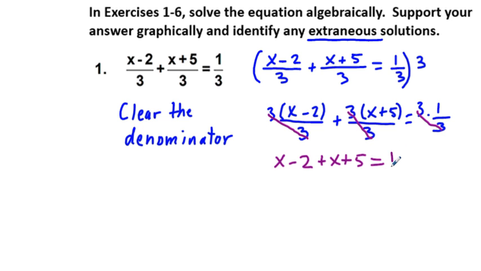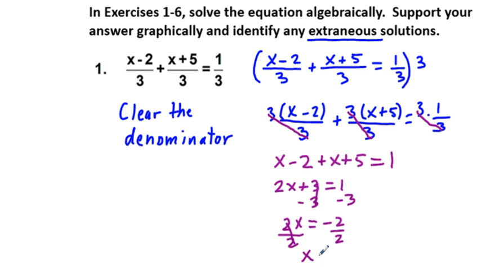is equal to 1. Combining like terms, we have x and x, so we have 2x, and negative 2 plus 5 is plus 3, and that equals 1. We subtract 3 from both sides of this equation, and we get 2x equals 1 minus 3, which equals negative 2. We divide both sides by 2, so we end up with x equals negative 2 over 2, which equals negative 1.